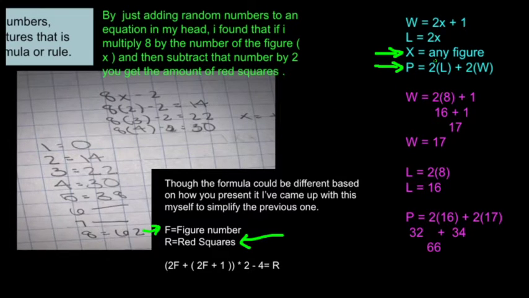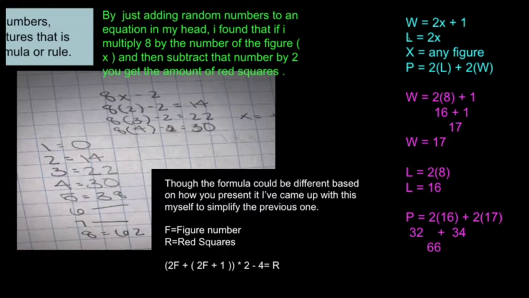I like this because this is very representative of how you get to choose whatever letters you want when you're making up formulas. This person goes with X and P, that person goes with F and R. As long as you tell me what it is that you're doing, I can follow along. Let's start with this one though, because they've got their width and their length and a lot of things defined.